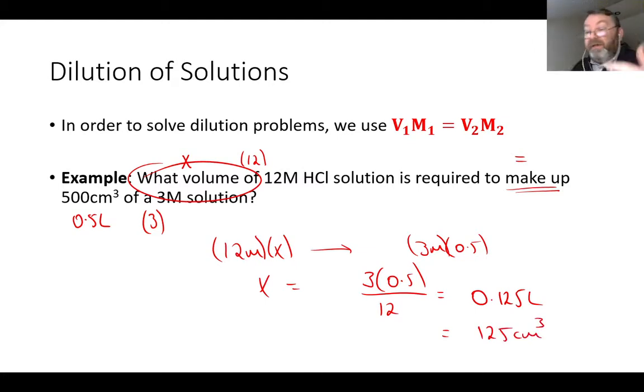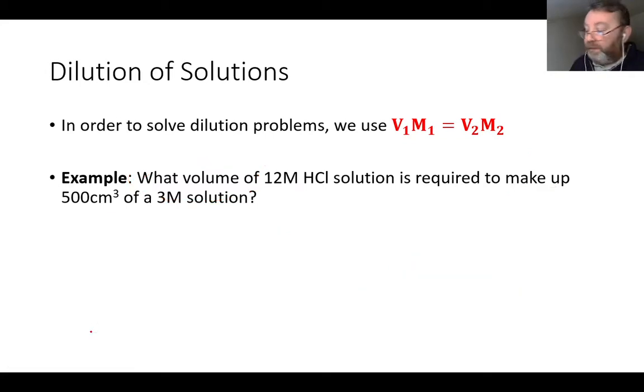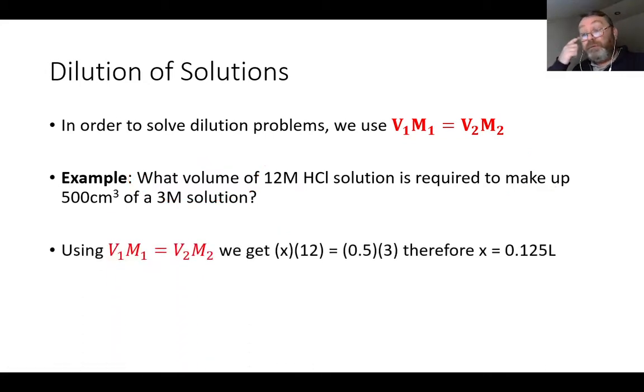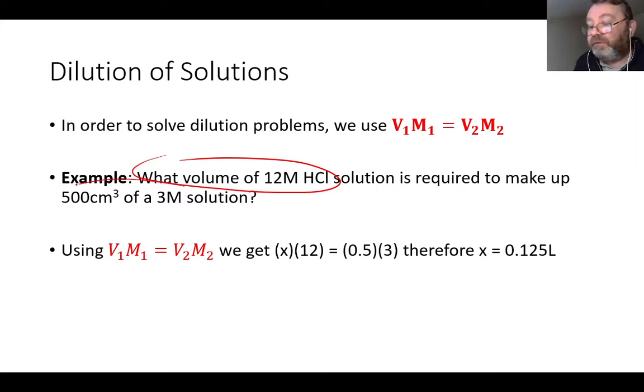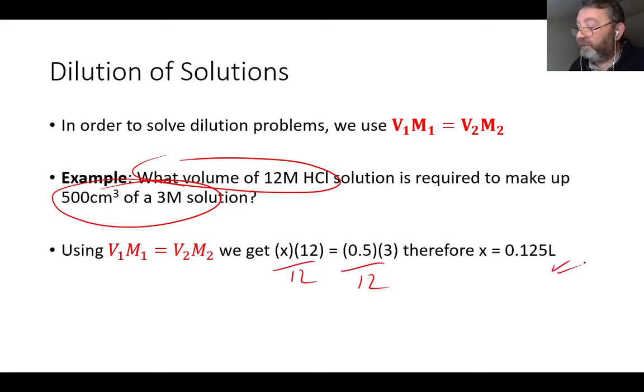Okay, now I have that typed in there for you, so I'll just remove that handwriting and I'll go through the steps and show you what we did already. So using the formula, you take the volume and the molarity of the first solution. There they are. It's an unknown volume with 12 molar solution, and you set it equal to the volume times the molarity of the diluted solution. And there it is there. So it's going to be X times 12 equals 0.5 times 3. And by a simple rearrangement of terms, dividing both sides by 12, we end up getting X is equal to 0.125 litres, or 125 centimetres cubed.